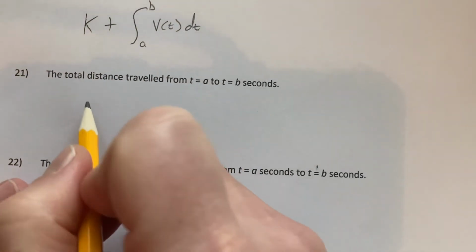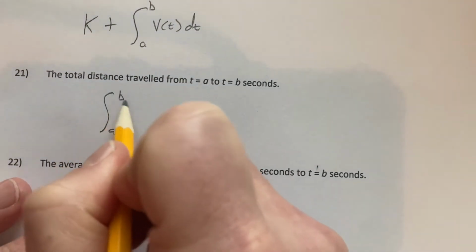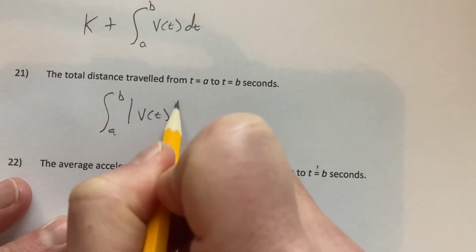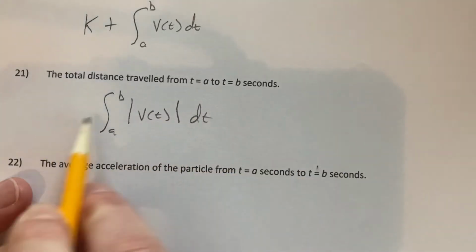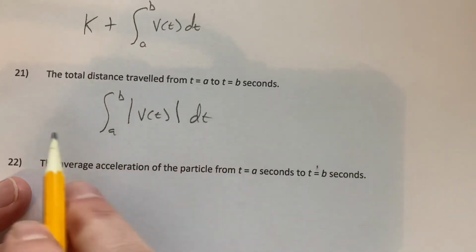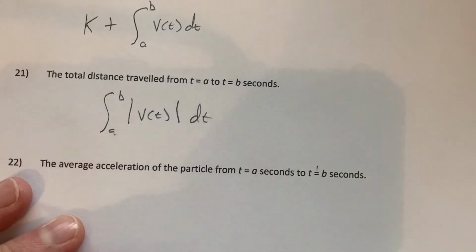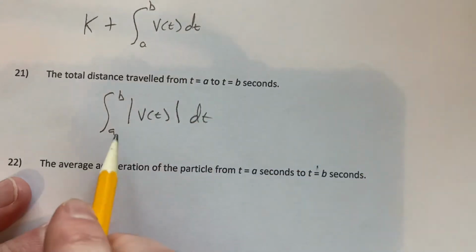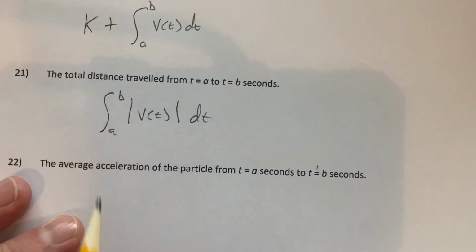Total distance traveled is the integral from A to B of the absolute value of velocity. No need to add anything to it. This will just give you the distance you traveled. It doesn't matter what position you start at. That's not distance you traveled until, again, we're only worried about from A to B.